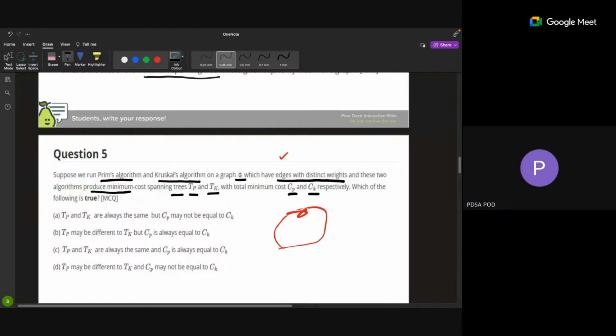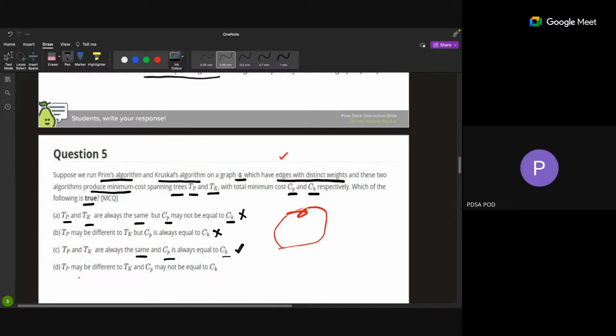Now, which of the following statements is true? One statement says TP and TK are the same, but CP and CK are different. No, you get the same trees and the same computed values. Another says TP may be different from TK. No, definitely not, this is also false. TP and TK are always the same, and the computed values CP and CK are also the same. So this is the right answer.